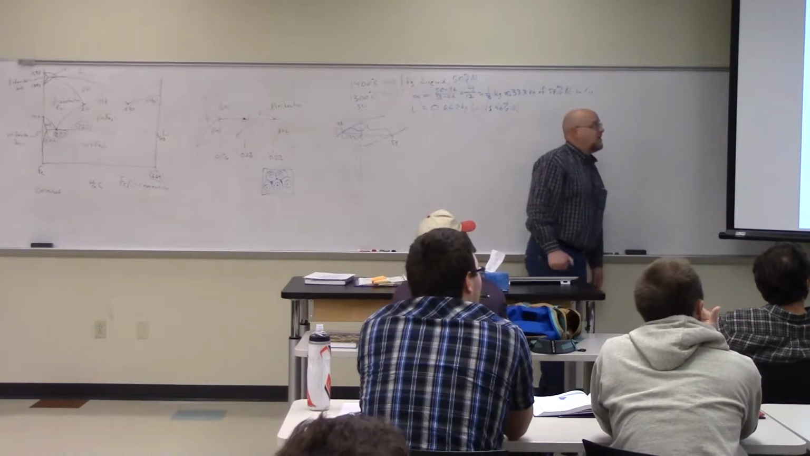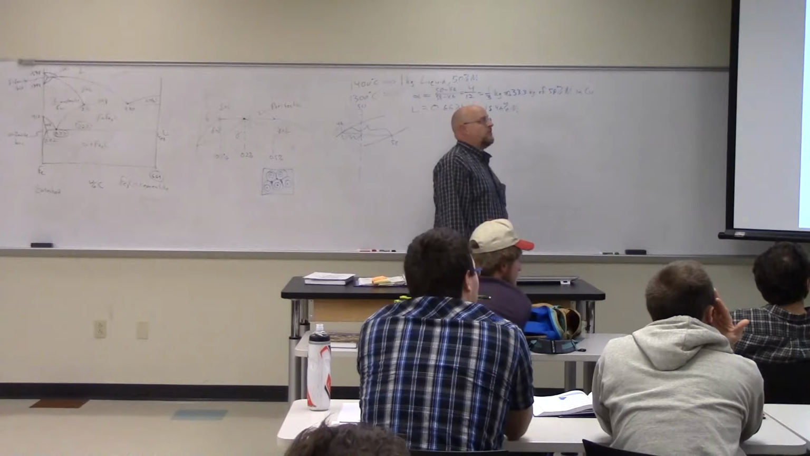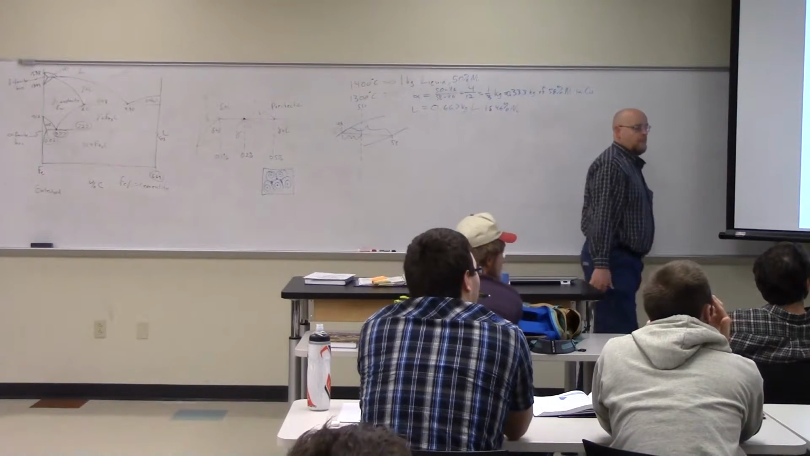So, how much tin would you have to add to the crucible to completely solidify the alloy without changing the system temperature?